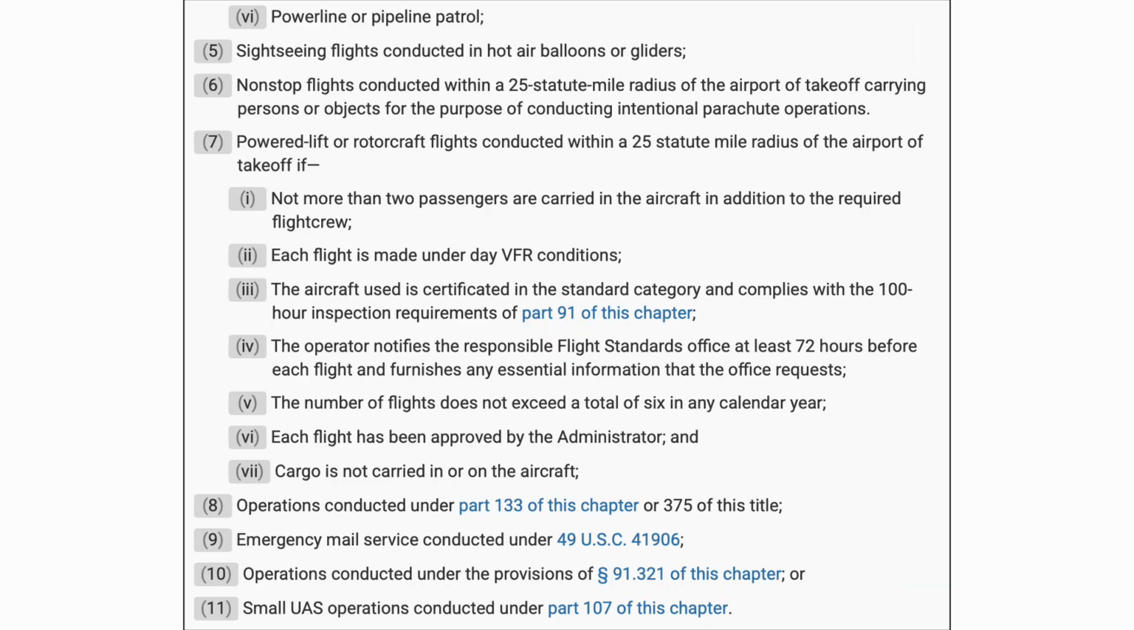Aerial work operations represent a specialized category that includes activities such as power line patrol, pipeline inspection, aerial photography, surveying, and agricultural applications. These operations are distinguished from transportation services because the aircraft serves as a platform for work activities rather than as a means of convenience.